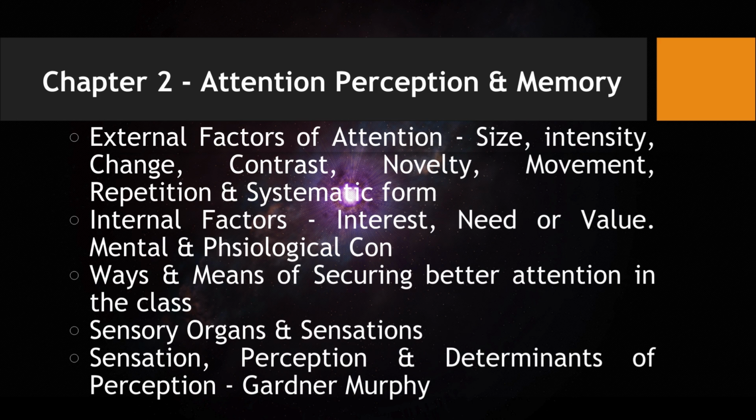To secure the attention of the pupils, the teacher has to remove certain obstacles to attention, like poor physical conditions. Unhygienic seating, uncomfortable furniture, and inadequate lighting also hinder attention. The second thing is that the teacher has to make good use of the objective factors of attention in the class, like a loud voice, striking diagrams, colored charts, clear blackboard work, everything.